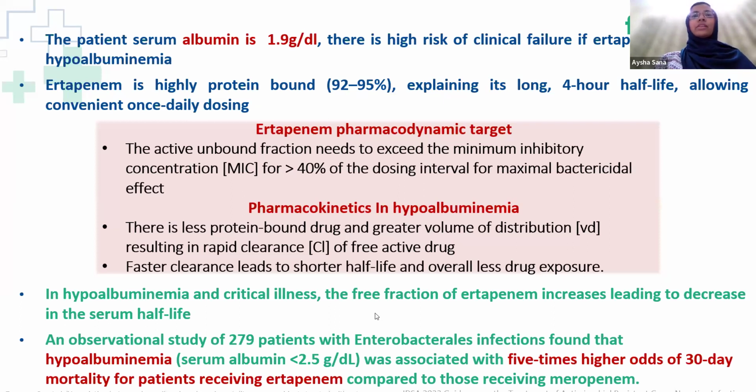In hypoalbuminemia and critical illness, the free fraction of ertapenem increases, leading to decrease in the serum half-life of the drug. An observational study of 279 patients with enterobacterial infection found that hypoalbuminemia less than 2.5 grams per deciliter was associated with 5 times higher odds of 30-day mortality for patients receiving ertapenem compared to those receiving meropenem.